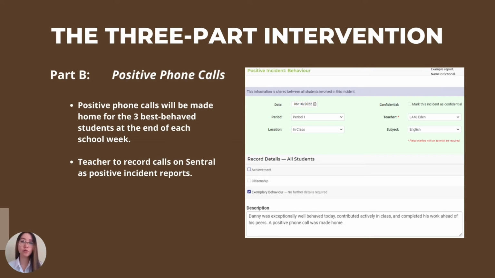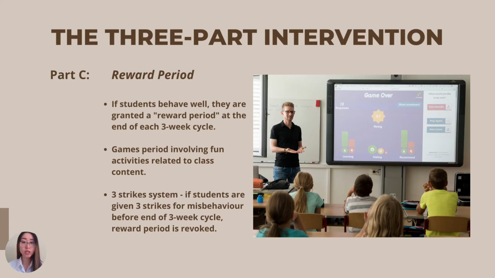The teacher will then inform students that 3 positive phone calls will be consistently made for the best behaved students at the end of each school week. After making these calls, the teacher will record these calls on Central as positive incident reports. The teacher will then inform students that if they behave well consistently and complete their work as required, they will be granted a reward period at the end of every 3-week cycle. This is an entire period rewarded to students during which they can engage in fun activities.